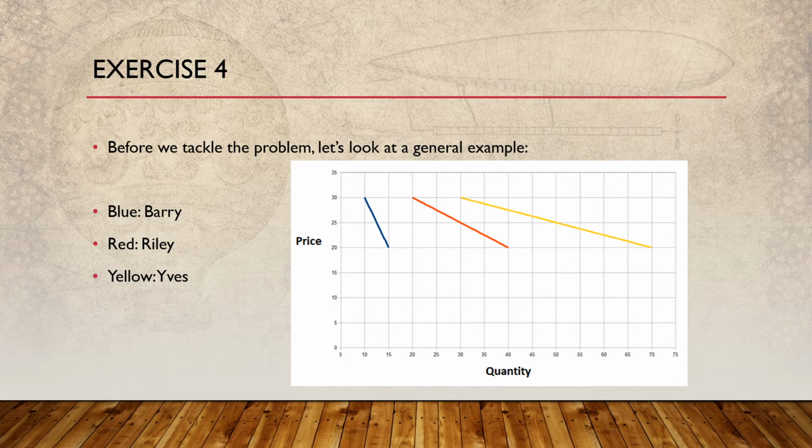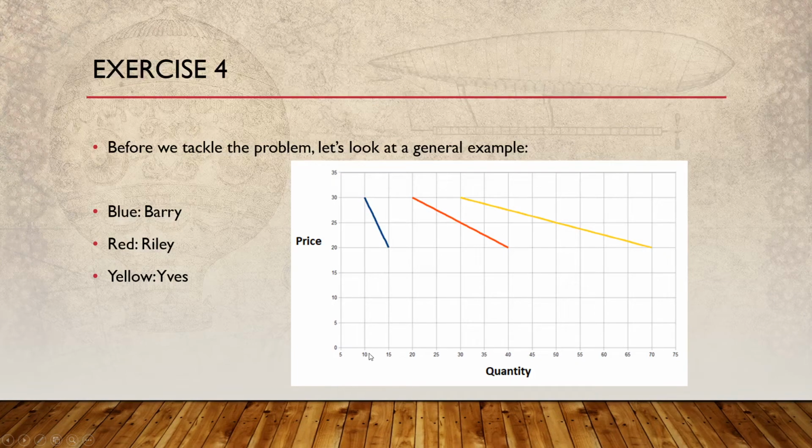So I'm using three different colors over here. Excuse me. So we have Barry, blue. Riley has the red color, and then we have Eve. Eve is using the yellow color. Okay. On the x-axis, we see quantity. On the y-axis, we see price. Let's start with looking at Barry first. So the price of a certain good or service is 30 euros, right? 30 euros. And at this point, Barry will buy 10 units.